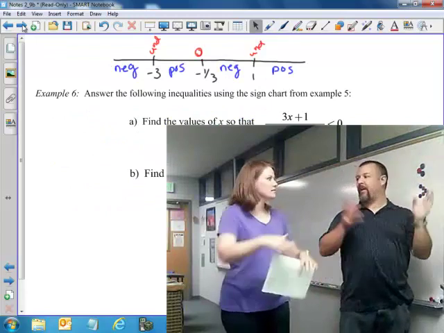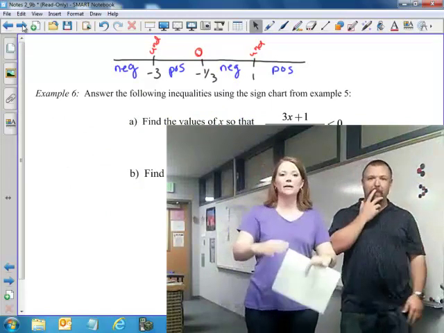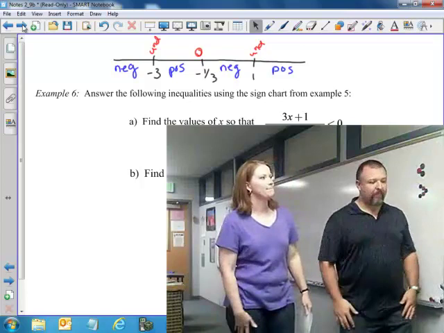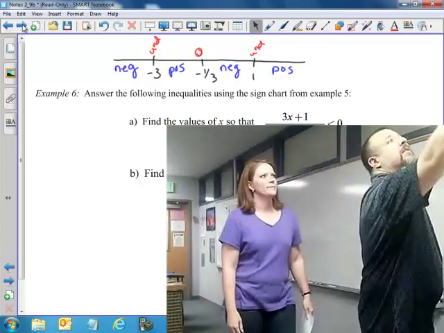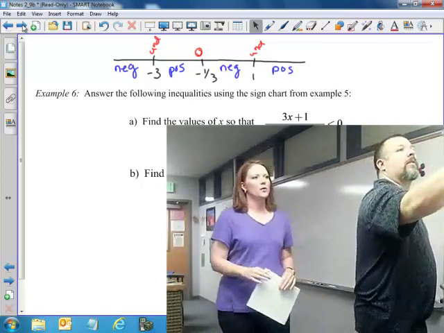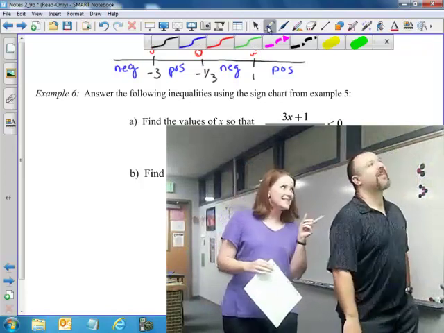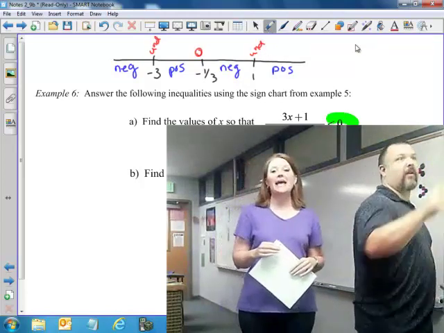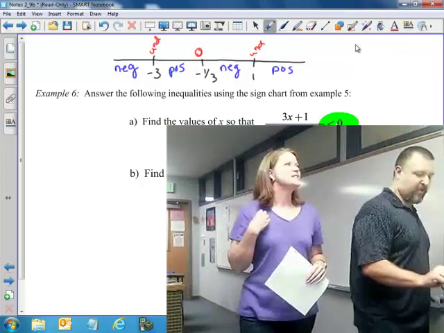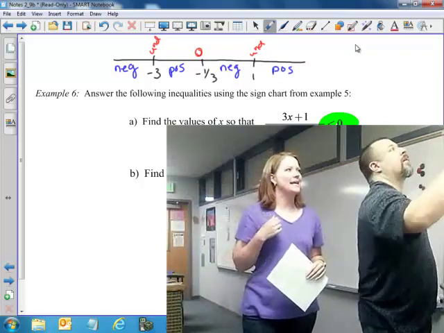Okay. So here's a picture of our sign chart without all the lines and dashes and things. This is just the end result, the summary. It makes it a little easier to read. I'm going to pull out the highlighter. So the first question, letter A, asks for less than 0. Less than 0 is another way of saying negative. Negatives.